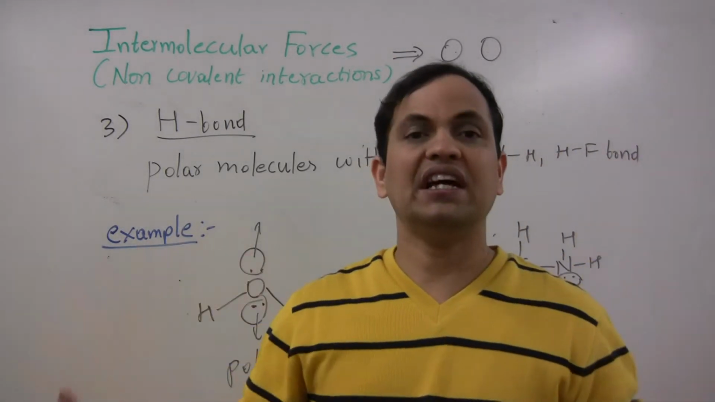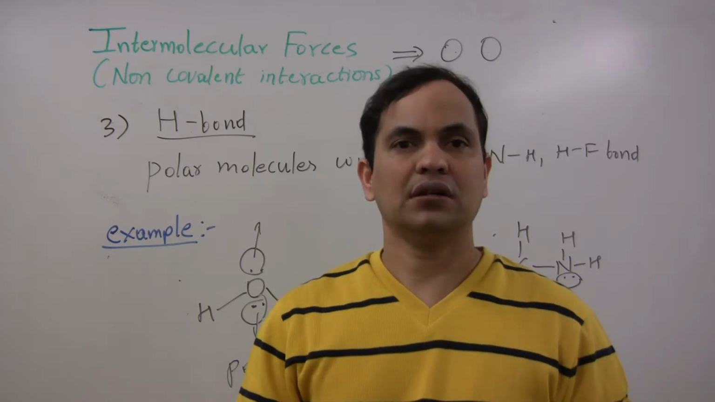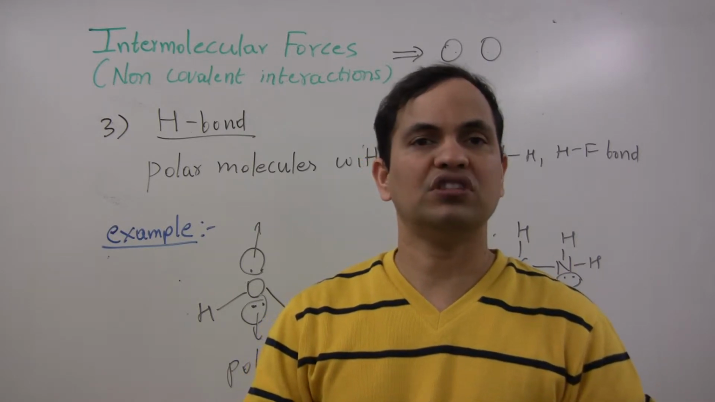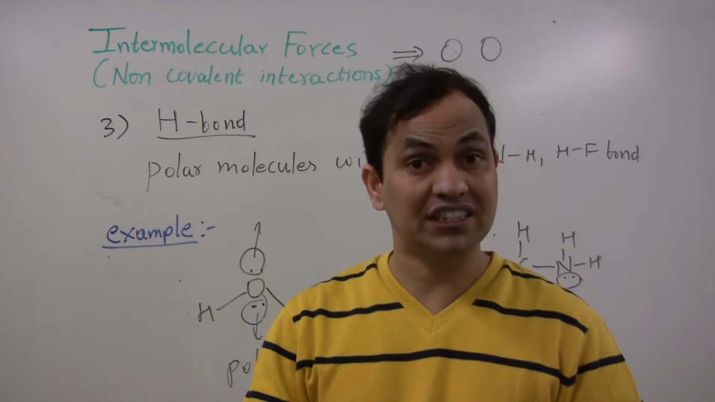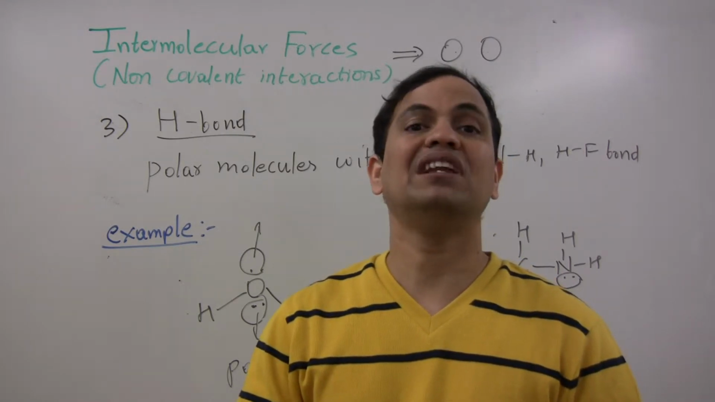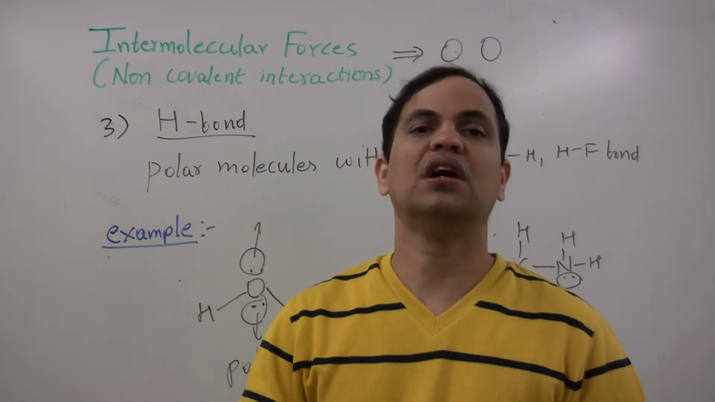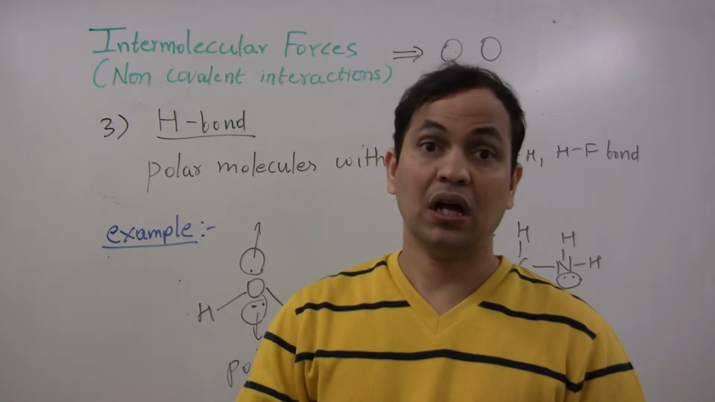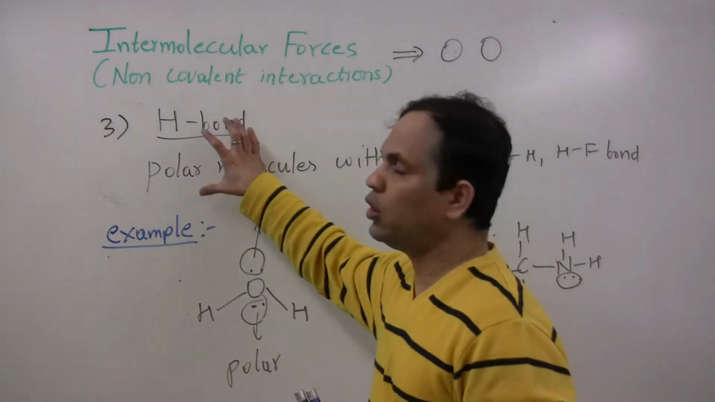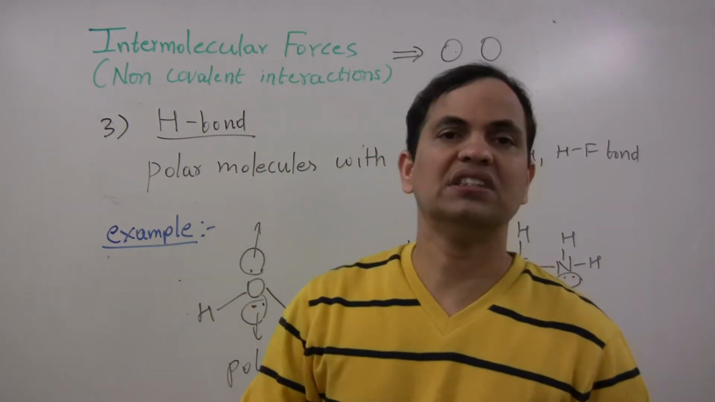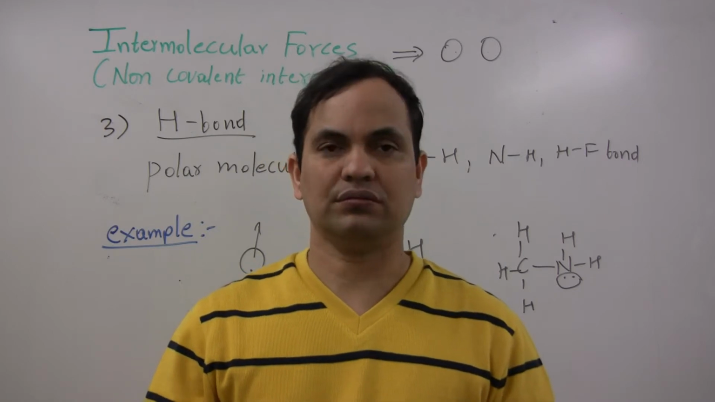So if you have to summarize the intermolecular forces, how will we summarize? There are three types of intermolecular forces which are very important that we should know. First one is London or dispersion forces. Second one is dipole-dipole forces. Third one is hydrogen bonds. And out of these three, which one is the strongest? Hydrogen bond. And the weakest one is the London or dispersion forces.